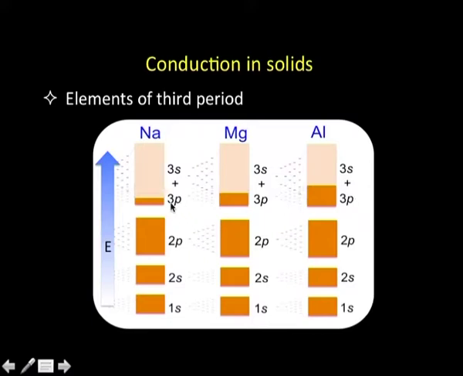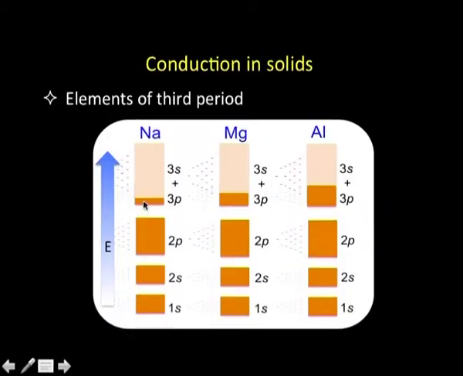Now, if you look further, in the case of sodium, what do we have? We have one 3s orbital, and then there are three 3p orbitals. So, a total of 4 orbitals per atom, and there are n atoms. So, n atoms with 4 orbitals each give 4n atomic orbitals, which will combine to give 4n molecular orbitals. And since there are 4n molecular orbitals, the capacity to hold electrons will be 8n, because each orbital can take up 2 electrons.